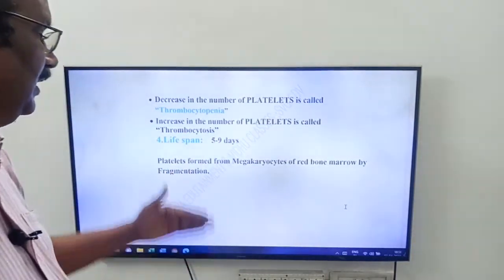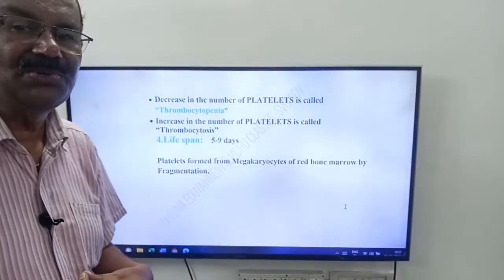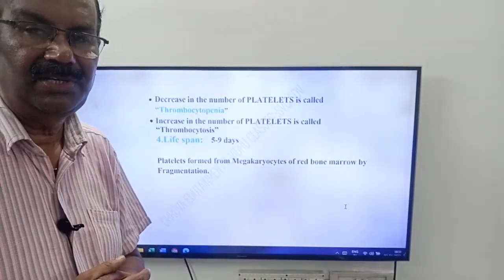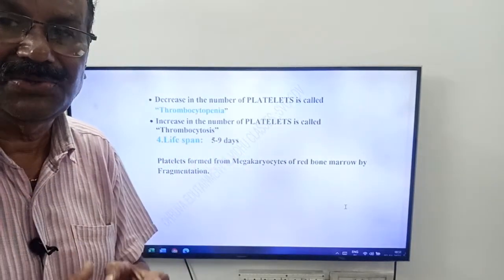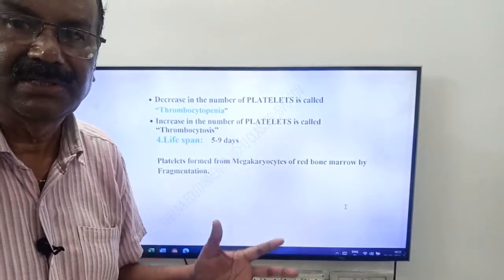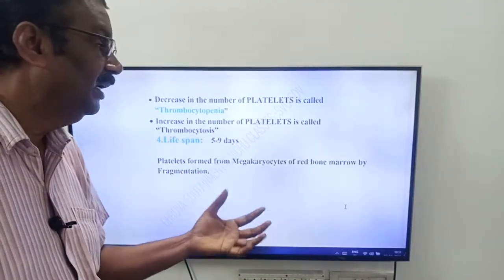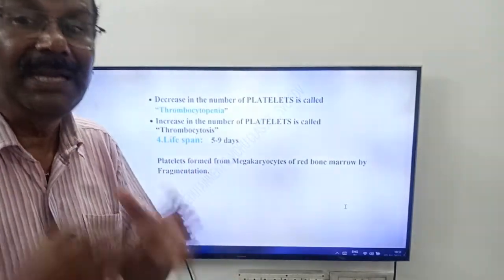Now see, friends, platelets are formed from megakaryocytes of red bone marrow by fragmentation. See, red bone marrow has megakaryocytes. These megakaryocytes split into pieces. They form what, friends? Platelets. Platelets are formed from megakaryocytes of red bone marrow by fragmentation.